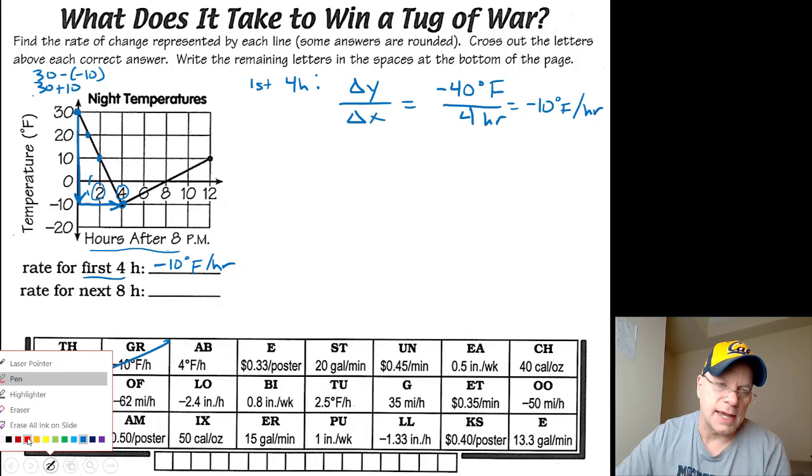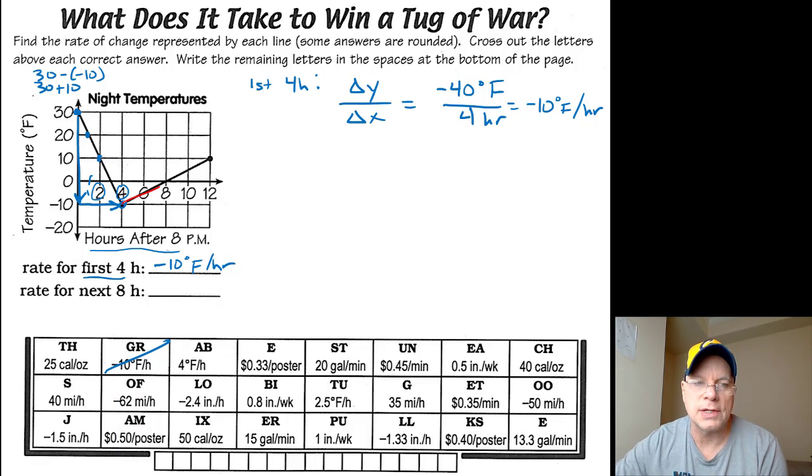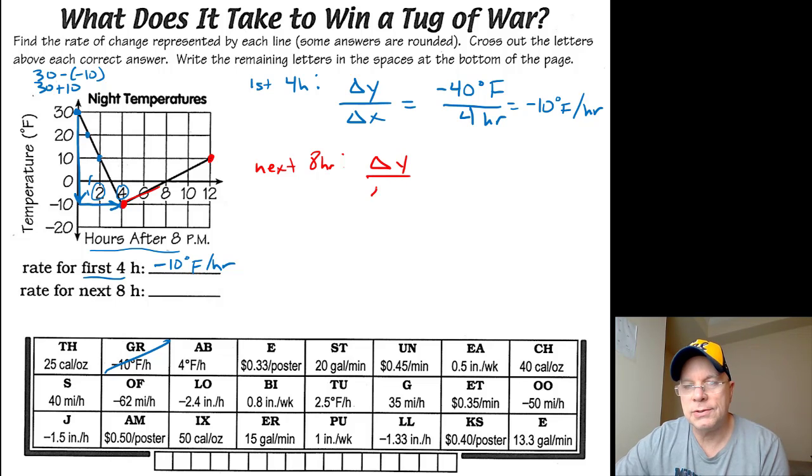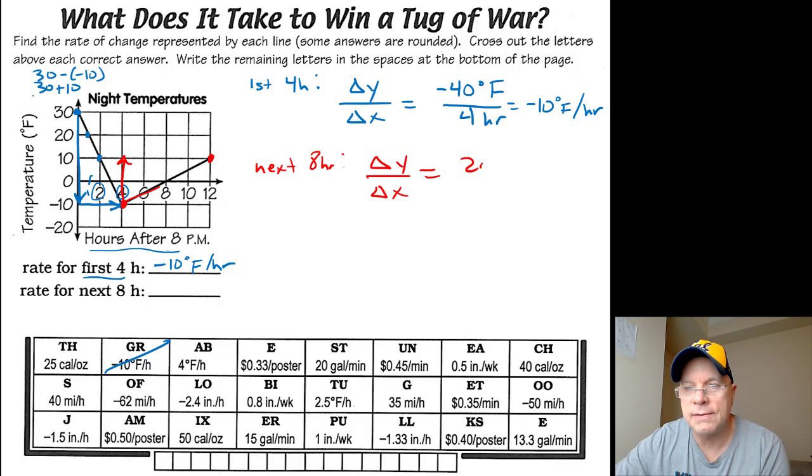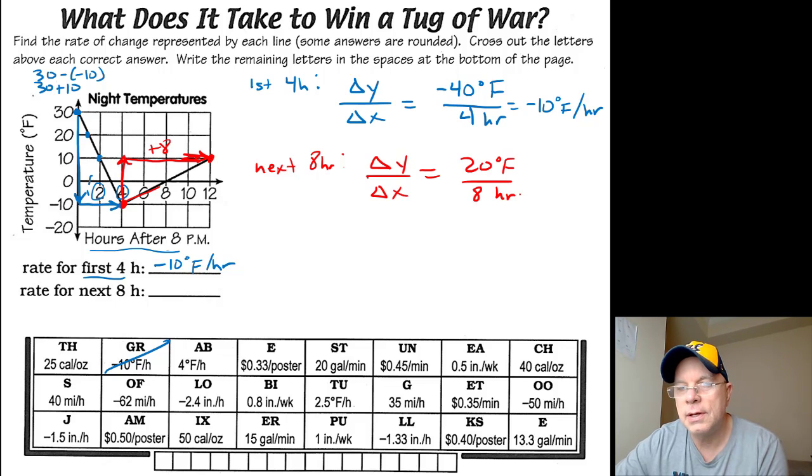The rate for the next 8 hours, when the temperature is increasing, we'll use this point and this point. Delta y over delta x, it goes from negative 10 degrees to positive 10 degrees. So that's an increase of 20 degrees Fahrenheit. And then the hours increase from 4 hours after 8 p.m. to 12 hours after 8 p.m. So that's plus 8. Positive 8 hours.